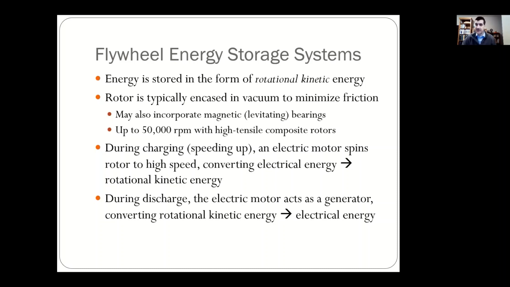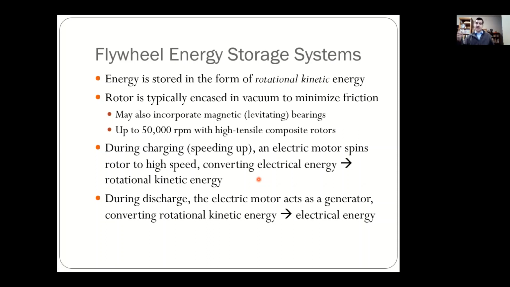They can go really fast, 50,000 RPM. It's kind of hard to imagine something spinning that fast. That is an incredibly fast rotation speed. Because it's spinning so fast, there are a lot of stresses in that flywheel. And so they tend to use very fancy, very high strength flywheels or rotors, made out of composite materials.